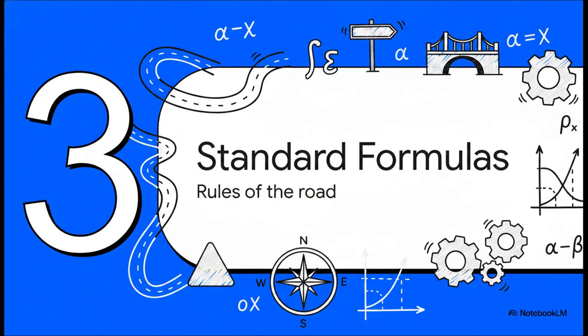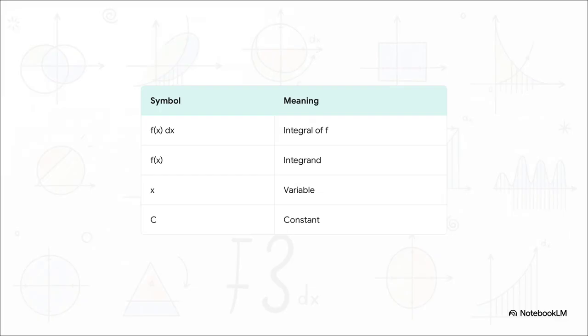That brings us to Section 3, the standard formulas, essentially the language and rules of the road. Let's quickly decode some of this mathematical language. That elongated S symbol, that's the integral sign. The function inside, f of x, is called the integrand, and the dx simply tells us that our variable of integration is x. But I want you to pay special attention to that capital C at the bottom.